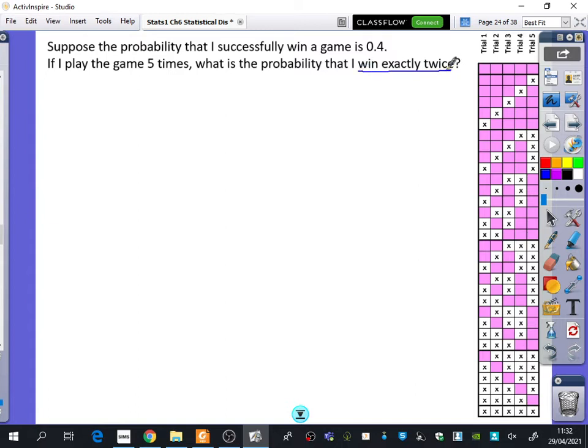So this took a while to try and write these all out here. And you are not going to need to write these all out in an exam. We're going to try and spot the patterns. But it looks like this is my way of winning 5 games.